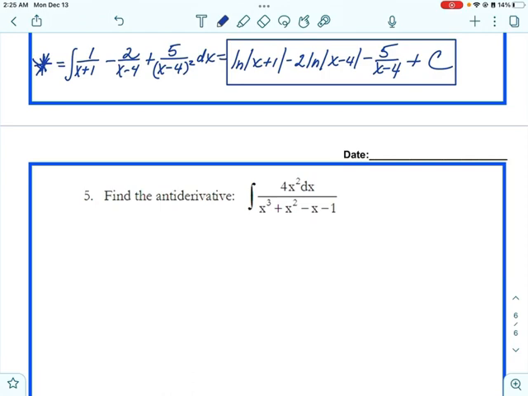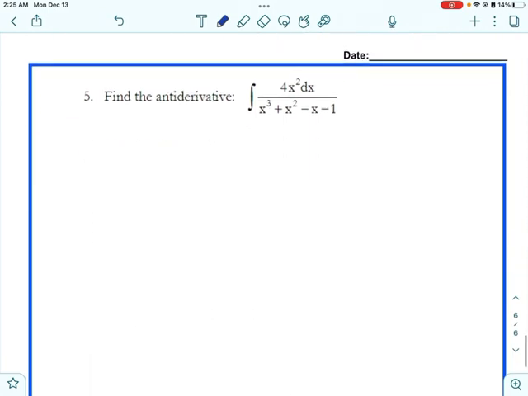So for the next one, we want to find the antiderivative. Again, we're dealing with distinct linear factors or repeated factors. With this one, we've got 4x squared over a denominator that I want to go ahead and factor. So I'm going to group. I've got x cubed plus x squared, and I'm going to group those together, and then I've got a plus a negative x minus 1. So I'm going to factor out the x squared, leaving me with x plus 1, and I'm going to say plus a negative 1, which will leave me with an x plus 1.